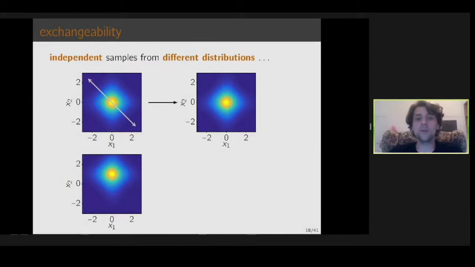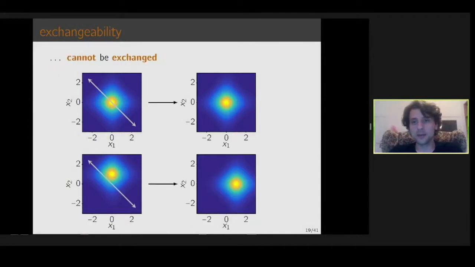Independent samples from different distributions cannot be exchanged. So as you can see here, the mean of x2 is a little bit larger than the mean of x1, so that they don't have the same marginal distribution, which, if we switch x1 and x2 in this joint distribution, leads to a different joint distribution. Therefore, exchangeability does not hold.